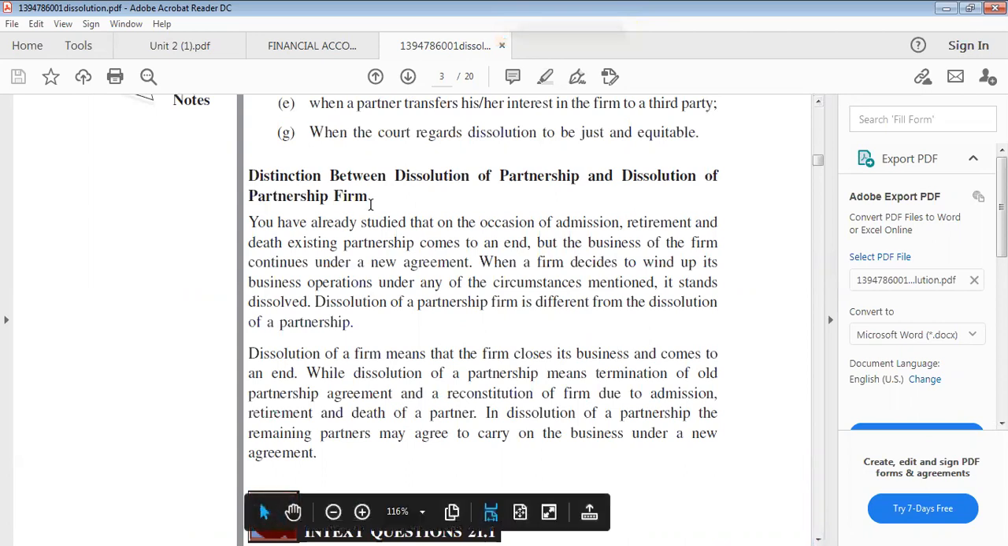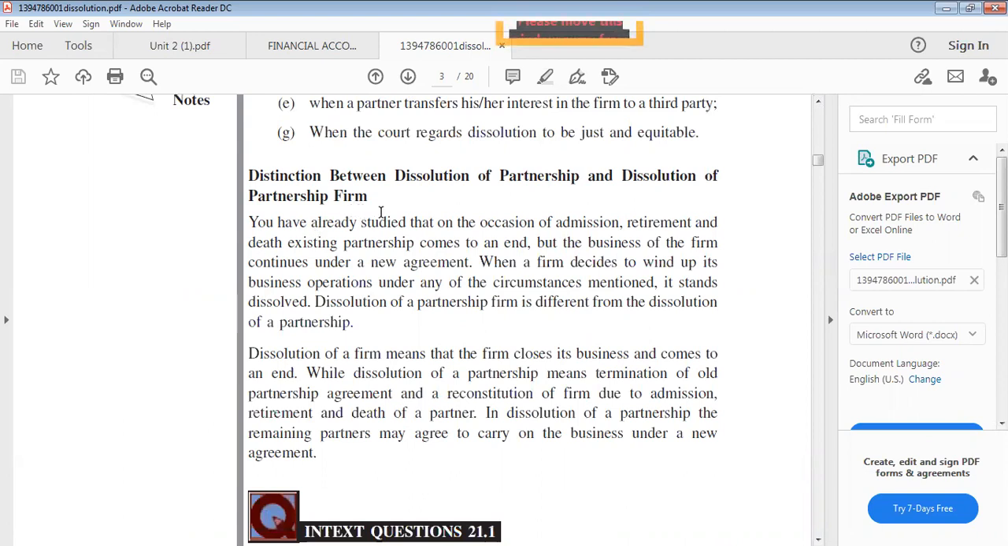We look at the distinction between dissolution of partnership and dissolution of partnership firm. You have already studied that on the occasion of admission, retirement, and death, this existing partnership comes to an end, but the business of the firm continues under a new agreement. When a firm decides to wind up its business operations under any of the circumstances mentioned, it stands dissolved.